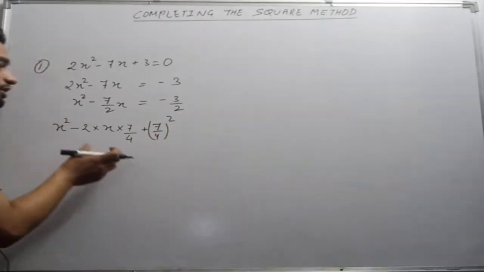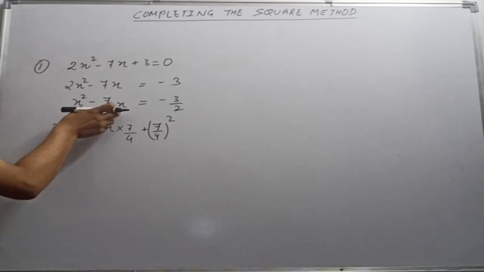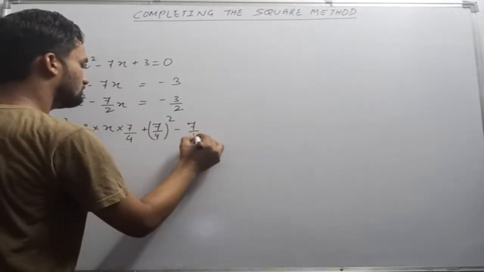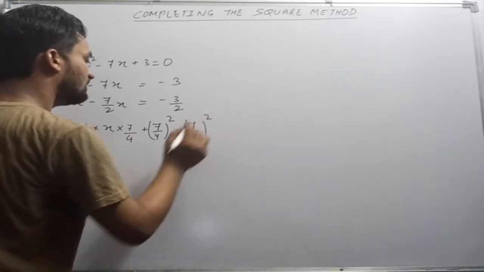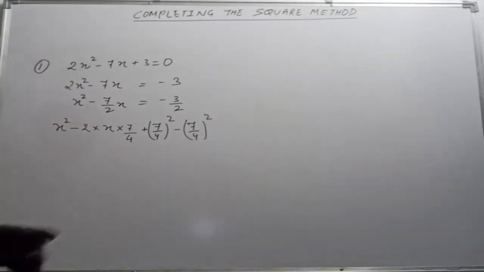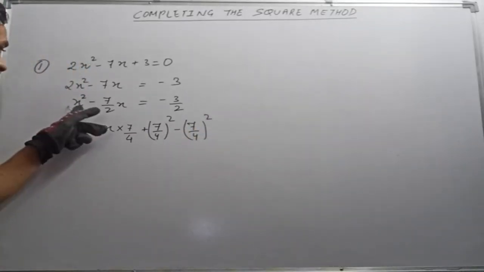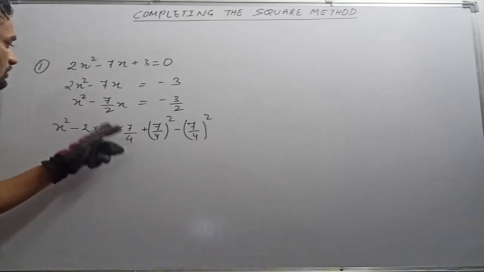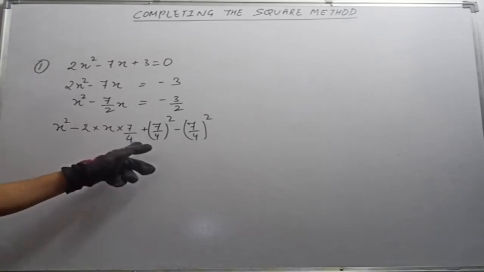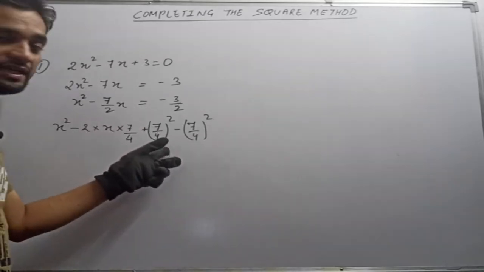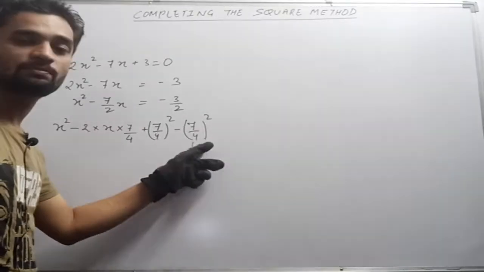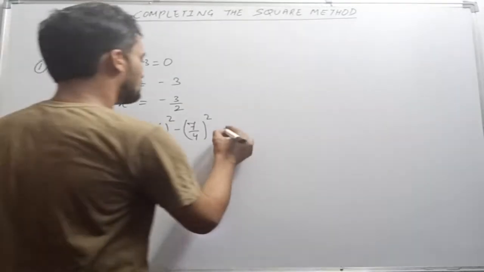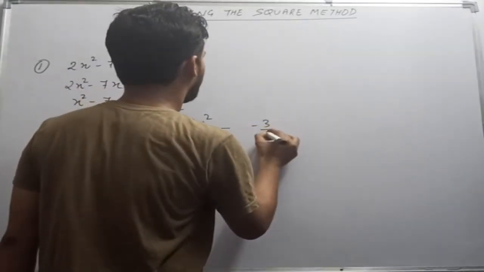But as you know, we had only these two terms, so this is extra and we will subtract it also. Now one more time you see, a square was already there, minus 2ab, 2 into x into 7 by 4 was already there, plus b square came extra. The very same number we subtracted, so this plus minus will cancel out, no problem, and it is equal to minus 3 by 2.